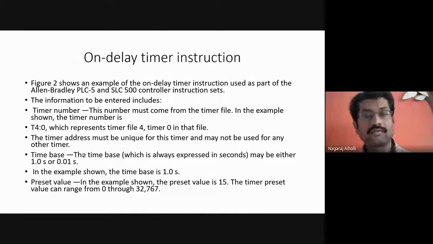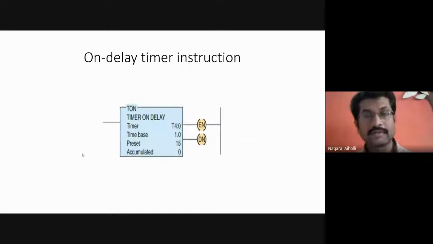What information do we need to enter? Let's look at that instruction. This is the on delay timer instruction. In this instruction, what all do we have, students? Can you all identify? One is the timer T4:0, then time base 1.0, preset 15, accumulated 0. Here we have the enable bit to enable or activate the timer, and once it has completed the operation, the done bit, the DN bit, is activated.